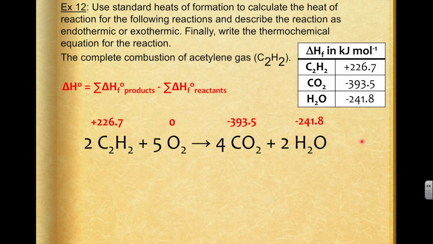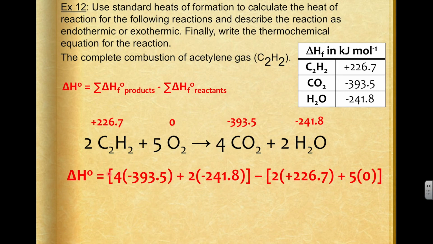So again, remember, we're just going to take the products minus the reactants, okay? The sum of the products minus the sum of the reactants. So we're going to take this CO2 value, negative 393.5, and we have to multiply it by 4 because there are 4 CO2s. So 4 times this, and then we're going to add it to our water value, 2 times negative 241.8. Put that in brackets so you know that that is your products. And then we're going to subtract it by the stuff that's in our reactants. That's 2 times 226.7, a positive number, and then 5 times 0, which is going to be 0.